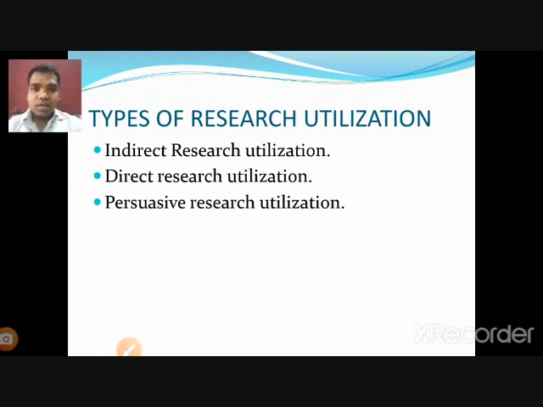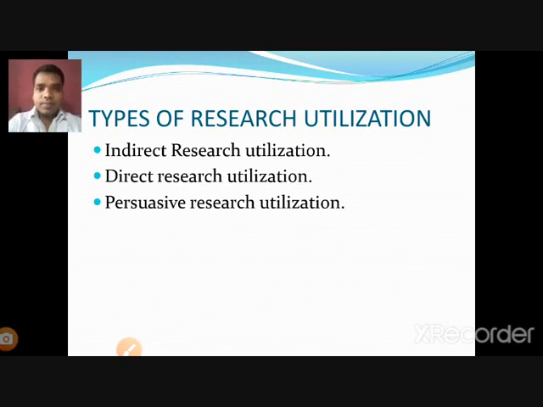Types of research utilization. In research utilization, we have certain types. First is indirect research utilization, second is direct research utilization, and third is persuasive research utilization.